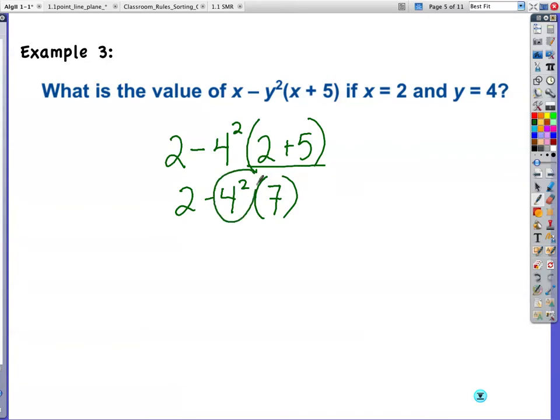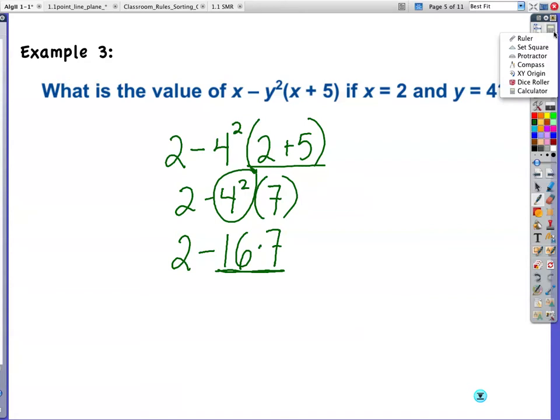I might as well just circle that. 2 minus 16, and then I'm going to put times 7 because that parentheses means times. All right, and then I have 2 minus 16 times 7. I need to do the multiplication first.